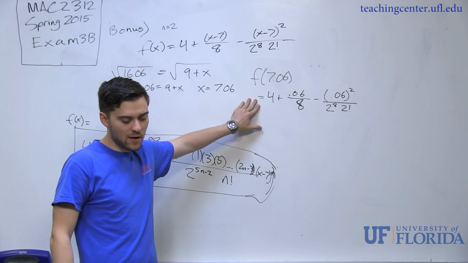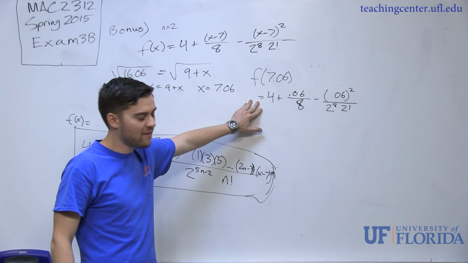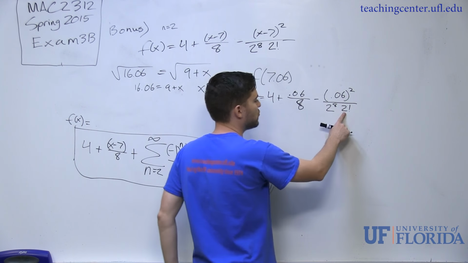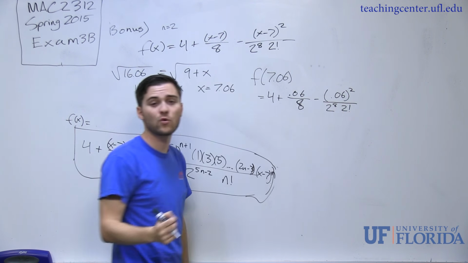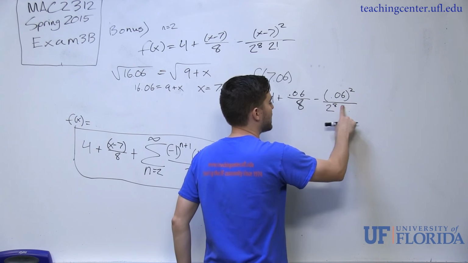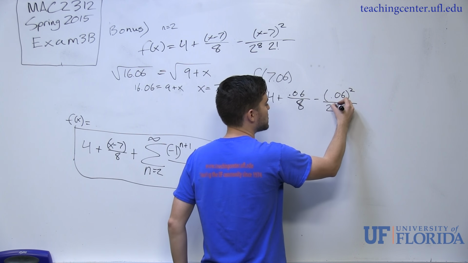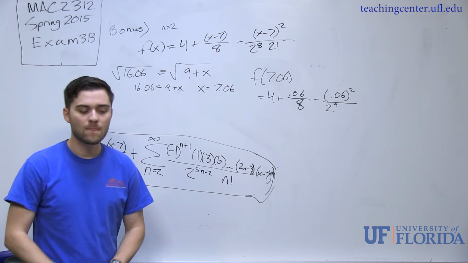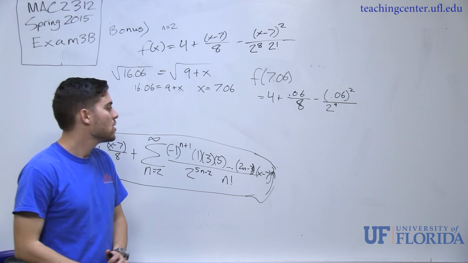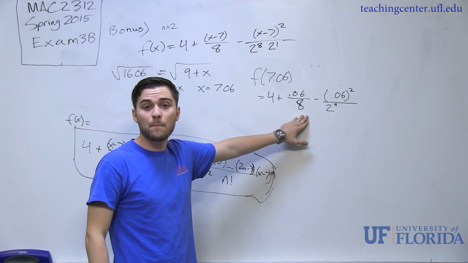This is a constant value, and it matches exactly what I have on my sheet here, except the only thing that you could do is this 2 factorial. Because 2 factorial is just 2, you can factor it into here. So 2 to the 8 times 2 is just 2 to the 9. And from there, you're good. So this would be the answer to that bonus question.